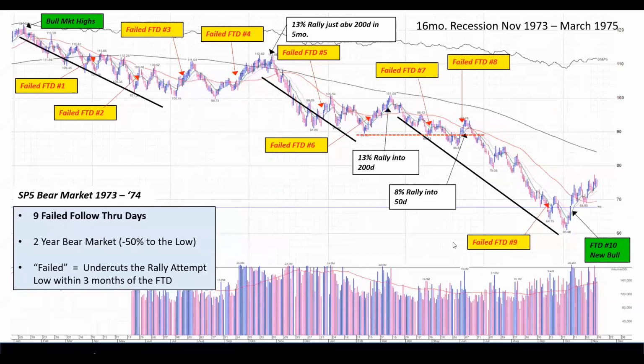Here's the bear market in '73, '74. Here are the 9 failed follow-through days. And finally, follow-through day number 10 was the one that worked and led to a 60% run in the S&P.